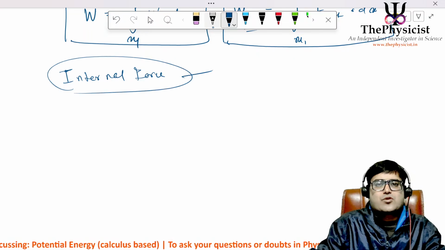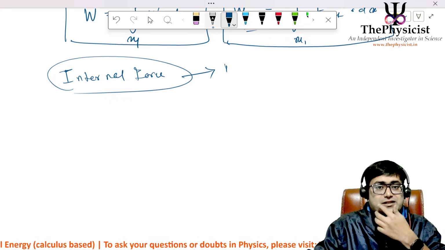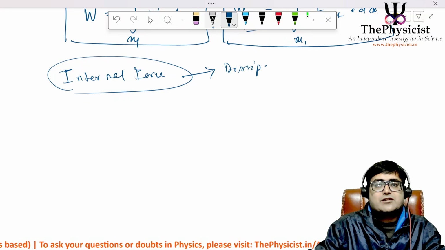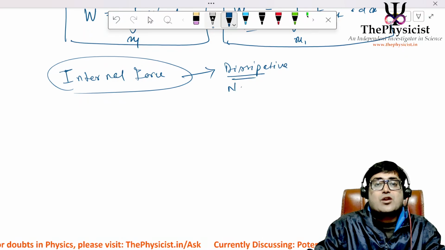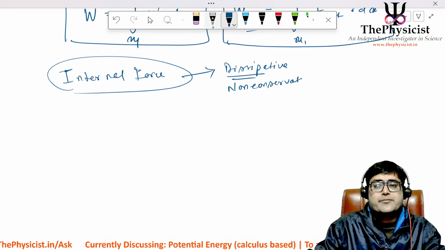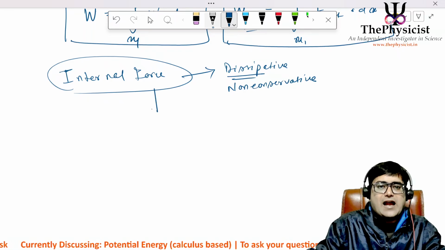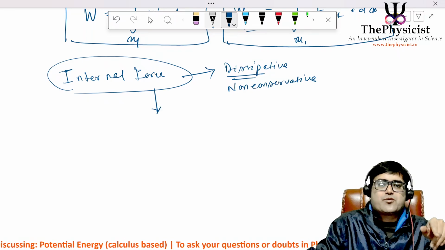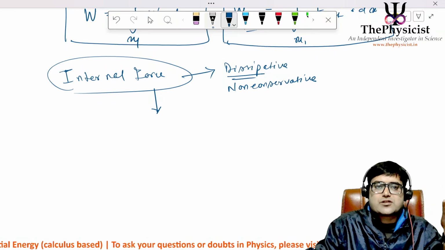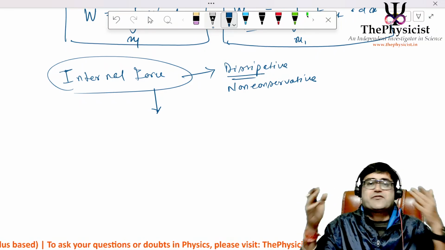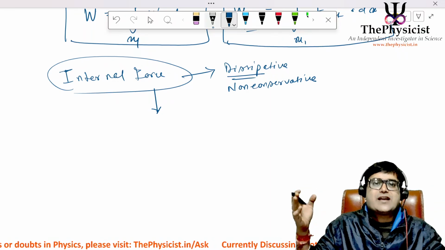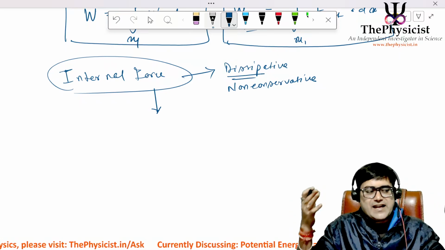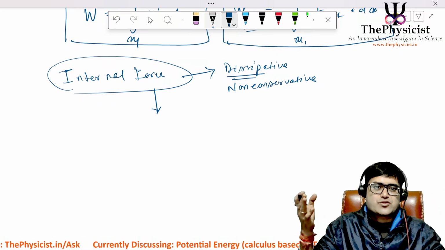The internal forces of a system could be a dissipative force like friction. A dissipative force is known as non-conservative force. Apart from dissipative, you could have a force that actually stores. For example, a spring stores energy. Friction does not store energy. Air resistance does not store energy. Gravity stores energy. Electrostatic repulsion or attraction stores energy.